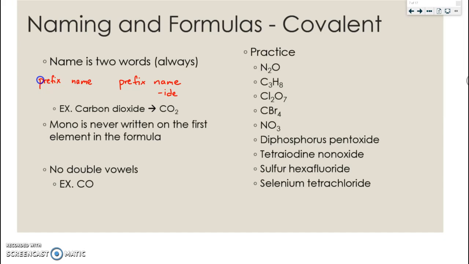Another thing that's never used is mono on the first element. So if the first element in the formula is 1, you don't say mono, like mono carbon dioxide is not a thing. In addition, we try to avoid double vowels. So if I'm going to name CO, it's carbon monoxide. I don't want to write mono and then oxide because that looks weird. So I get rid of that O, and it's just carbon monoxide. You're going to keep the subscript with the element, so there's no crossing on these.